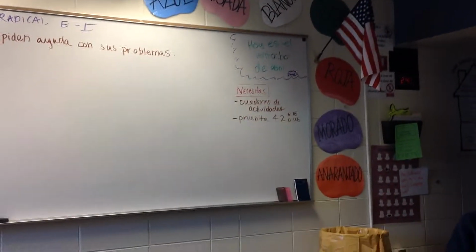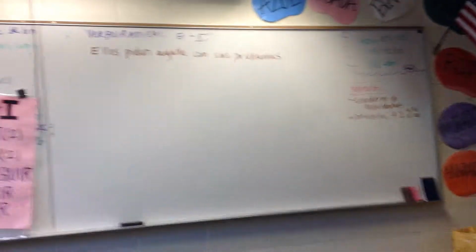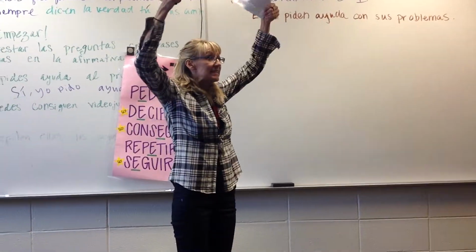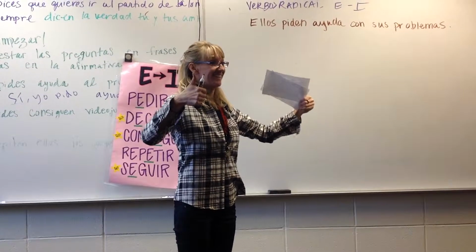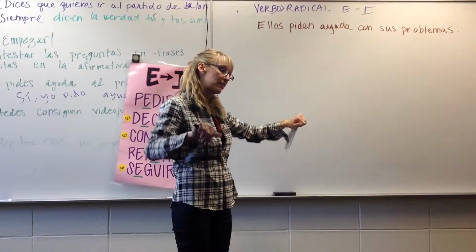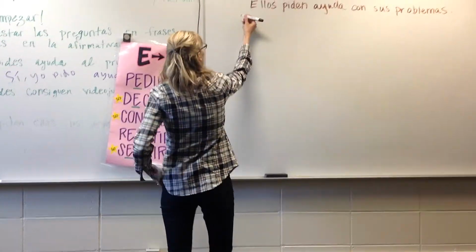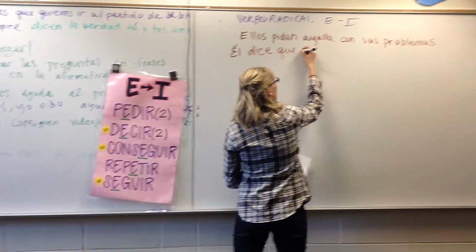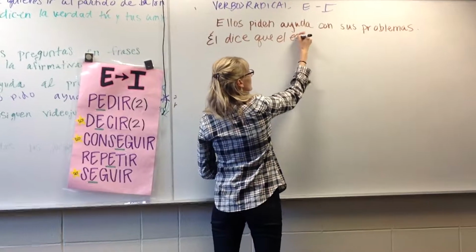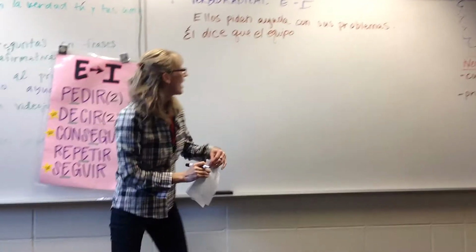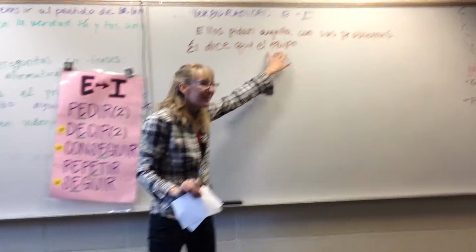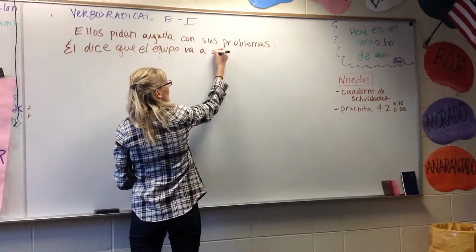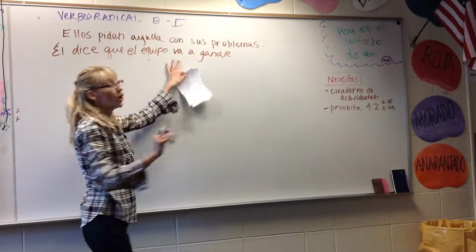Really close. Check your verbs. How do you say you are going to do something in the near future? Ir plus, va, an infinitive. And what do we have? Ganar. Muy bien. So, él dice que el equipo. Repite todos. Equipo. Equipo. Equipo. Él dice que el equipo va a ganar.